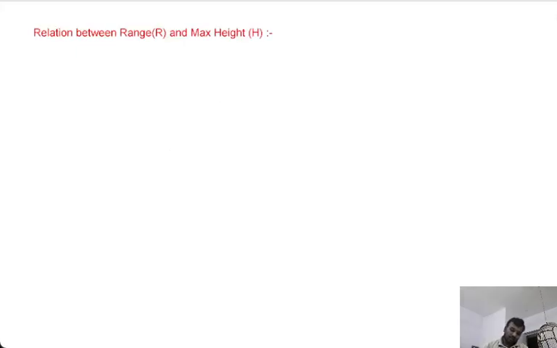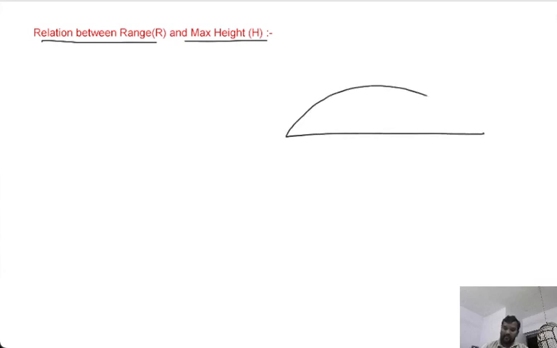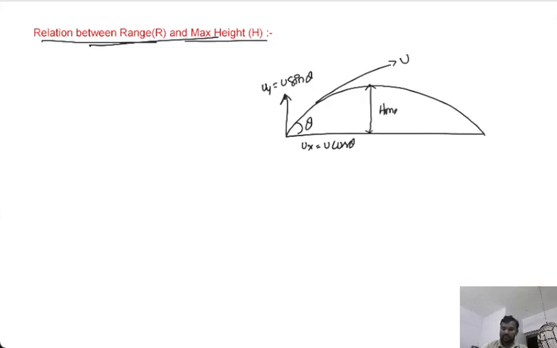Next, the relation between range and maximum height. Now, let a body be projected with an angle theta with initial velocity u with the horizontal. So here ux is equal to u cos theta. On this side uy is equal to u sin theta. In the question, the relation between maximum height and range. This is the maximum height.